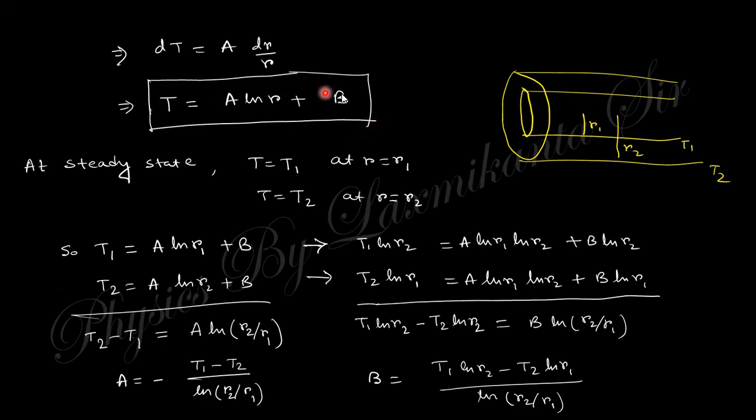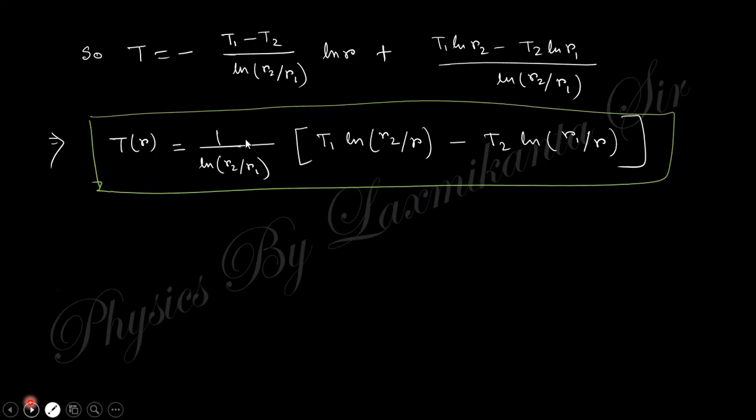The constants a and b can be found using the boundary conditions: at r equals r1, the temperature is t1, and at r equals r2, the temperature is t2. Putting these two equations, you will get this one, and just taking the difference you will get the constant a. If you multiply this one by ln r2 and that one by ln r1, and rearrange, subtracting, you will get the constant b. Putting the values of a and b in and rearranging, you will get this solution.